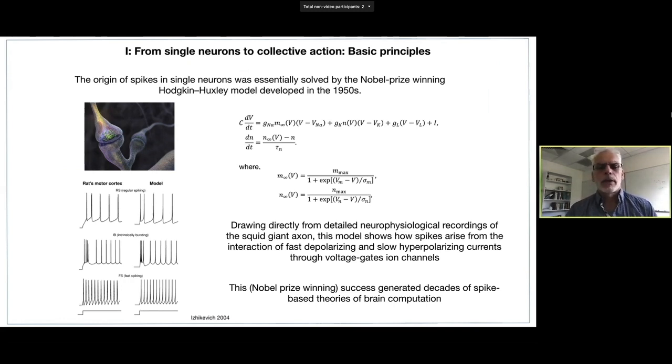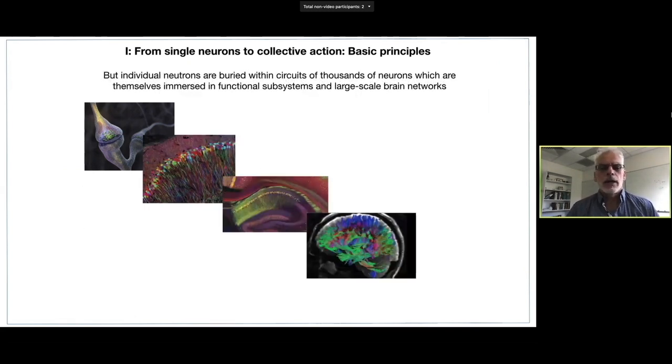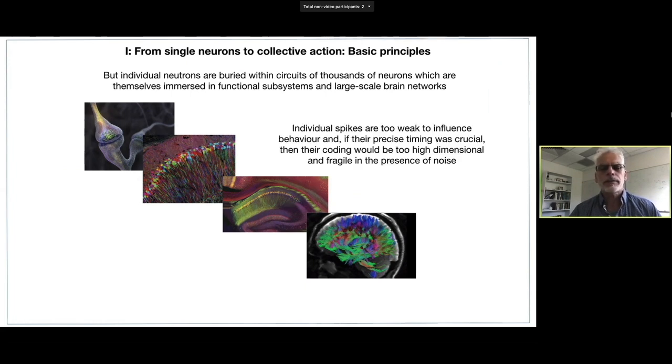But what challenge do we face in our field is that individual neurons are buried within circuits of thousands of neurons, which are then immersed in functional subsystems and large-scale brain networks. So it's not really enough to model a single neuron. And even a single neuron model has got 7 different variables, and it's impossible to scale that up to something approaching the many billions of neurons in the brain.